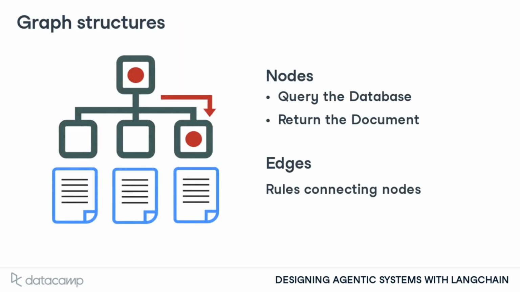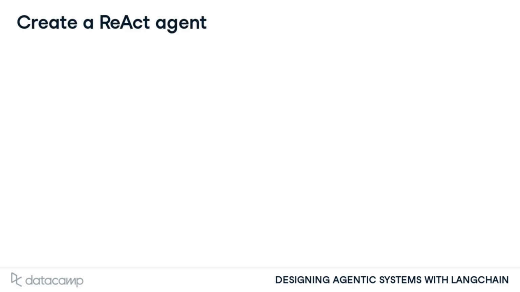In these graphs, tasks called nodes are connected by rules called edges. For example, a database query node can link to a document retrieval node with an edge pointing to which document is retrieved. Before building such complex workflows, let's create a basic agent that does math.